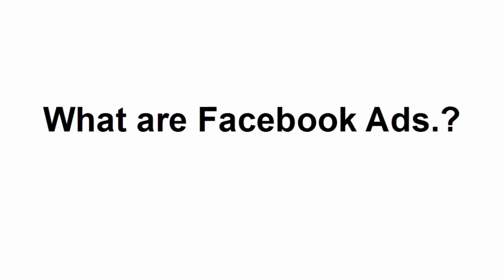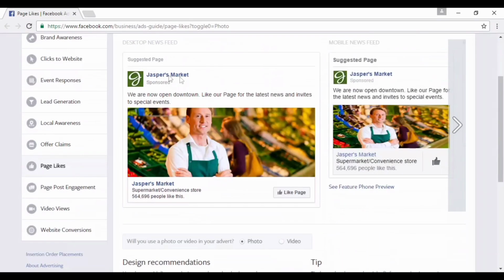So exactly what are Facebook ads? We're going to answer that question in this video. And these are what Facebook ads look like. This particular example is one to get page likes. And you can see you've got the logo, the name of the business, a nice headline that spells out what the ad's all about, an attention-grabbing picture, some details about the business, and you can click to like the page.